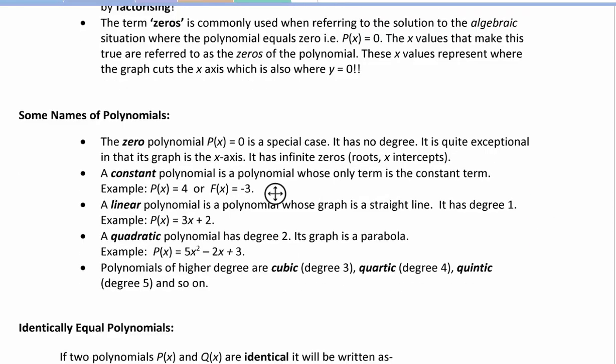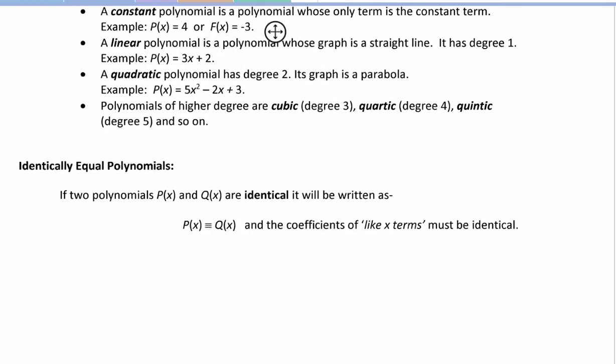We've talked about the zero polynomial. The constant polynomial is when there are no x terms. We talked about that. A linear polynomial, you're very well aware of. Quadratic, you are also. Then we have polynomials of higher degrees, because once we start to increase the power up to a 3 or a 4 or a 5, and so on, we just say they're higher degrees.